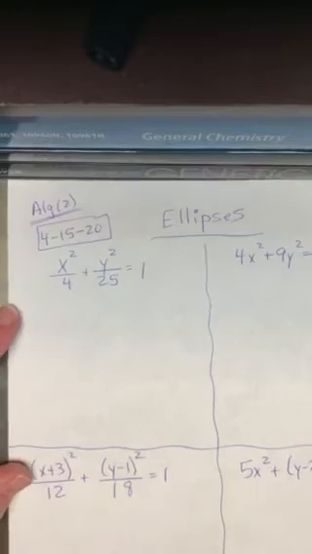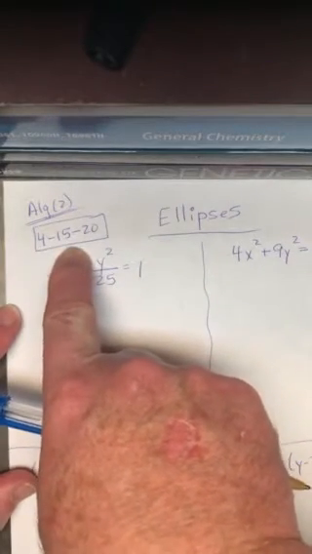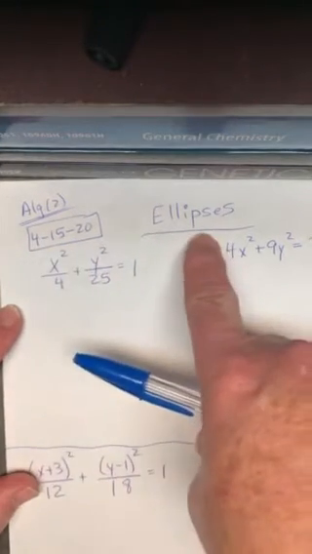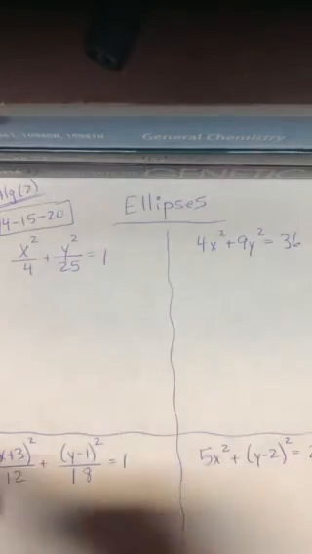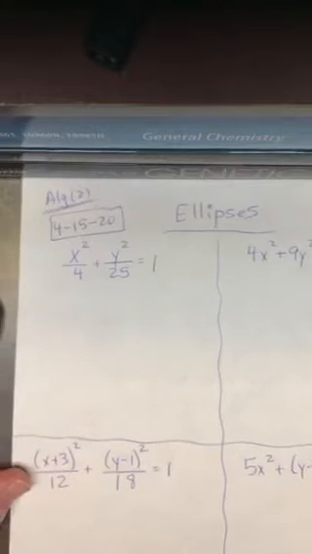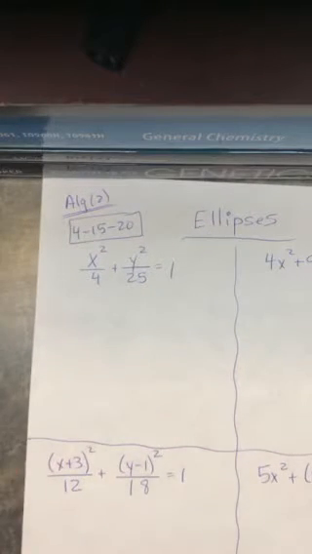So for your notes, top corner, go 4-15-20, Wednesday the 15th. Title is Ellipses. I'm going to do one problem in each block on the front of my paper. Go to block number 1. Go ahead and write x squared over 4 plus y squared over 25 equals 1.